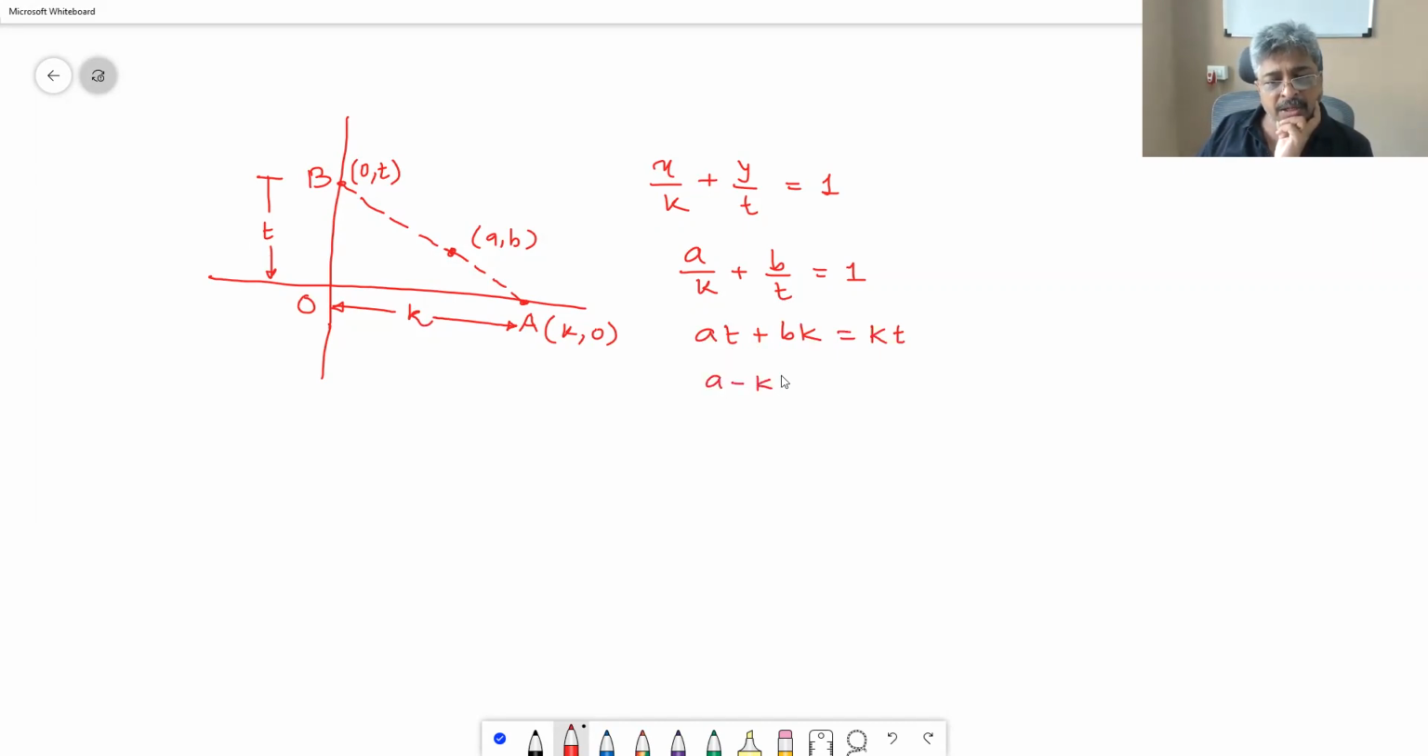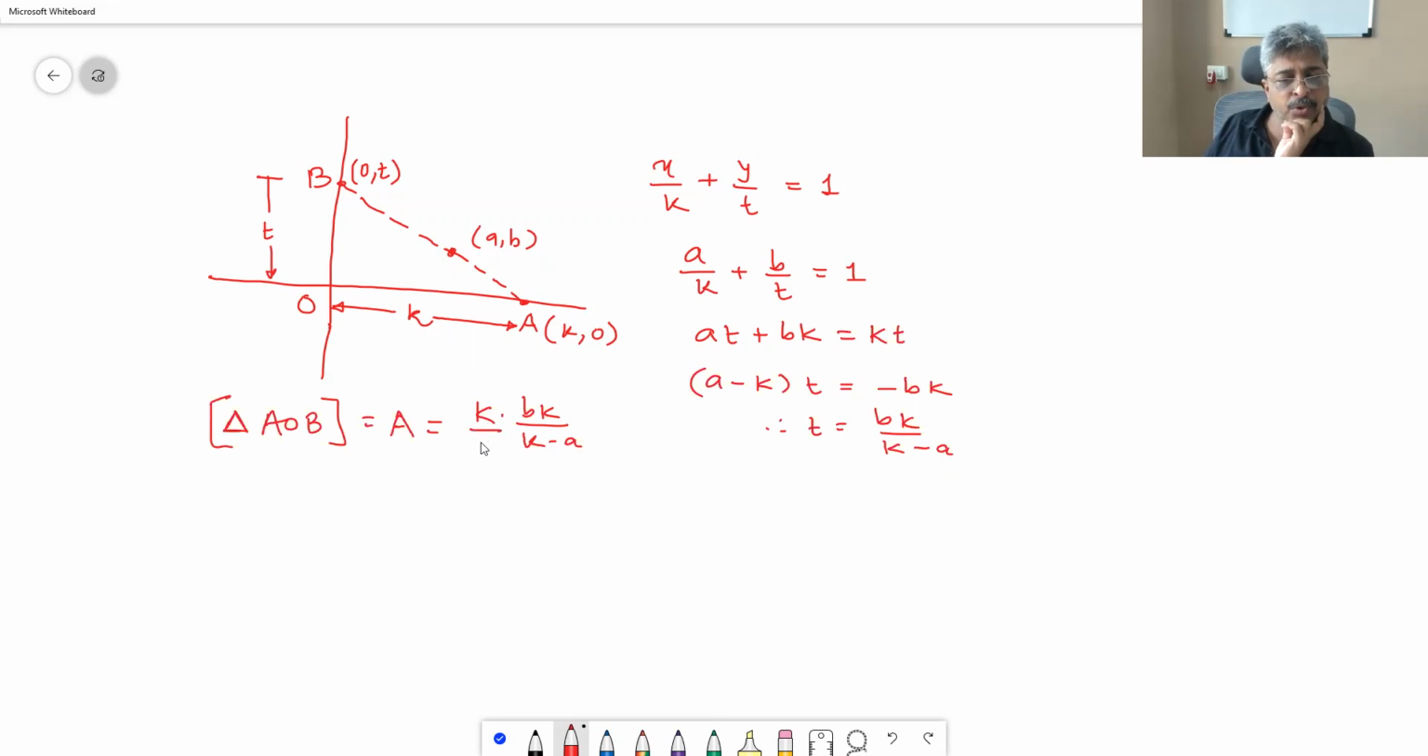So (a minus k) times t is equal to minus bk. Therefore, t is equal to bk upon k minus a. Hence, area of triangle AOB, area function A is equal to k into bk upon k minus a, upon 2, which is b by 2 times k square upon k minus a. Okay, this is our first job.